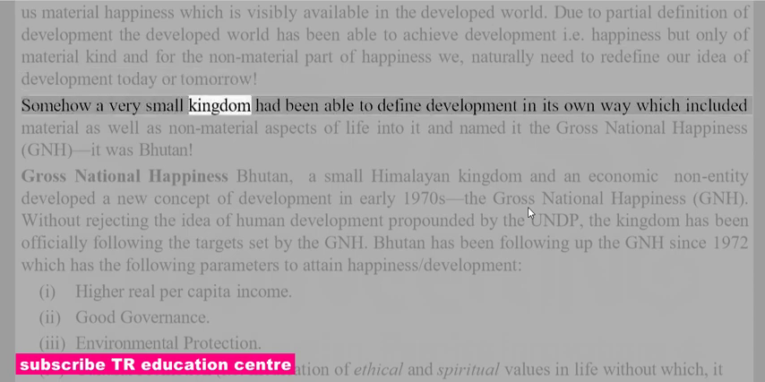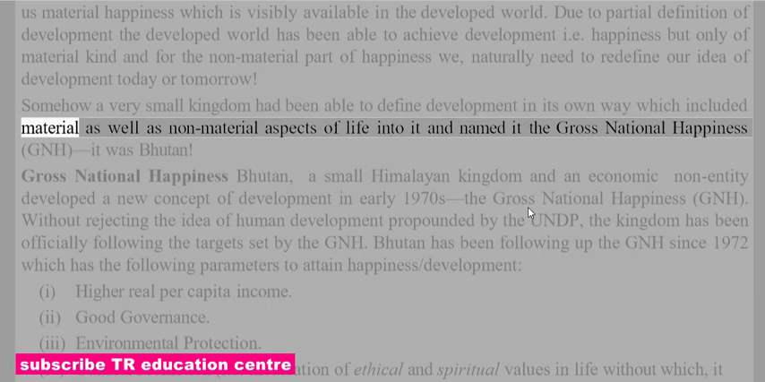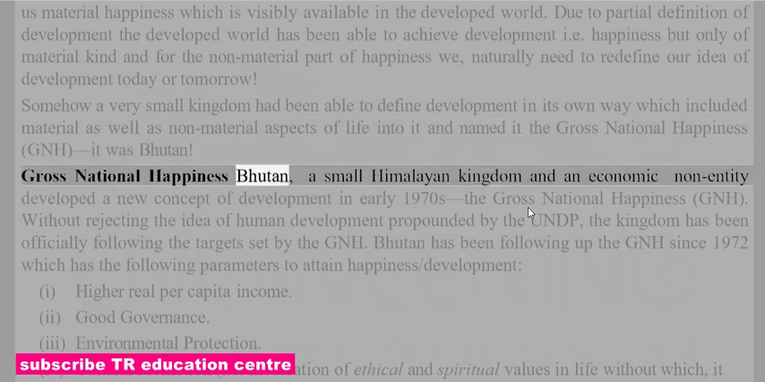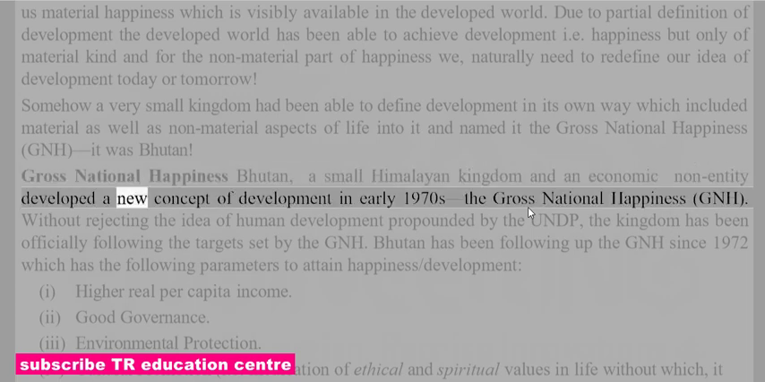Somehow a very small kingdom has been able to define development in its own way, which included material as well as non-material aspects of life, and named it the Gross National Happiness, GNH. It was Bhutan. A small Himalayan kingdom and an economic non-entity, Bhutan developed a new concept of development in the early 1970s, the Gross National Happiness, GNH.